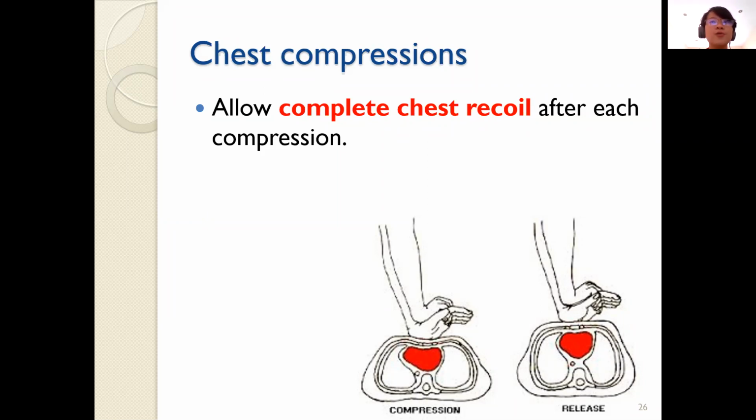The heart needs to be able to. Have you guys ever learned in the circulatory system the phases of the heart, a heart rhythm, the systole and diastole? So allowing chest recoil allows the heart to undergo diastole, the filling phase. Okay, so that blood can go back into the heart and be pumped out again. So allowing chest recoil allows the heart to expand and be filled with blood before you squeeze it out again. Okay, that's why you have to allow complete chest recoil. Compress, release for every compression.